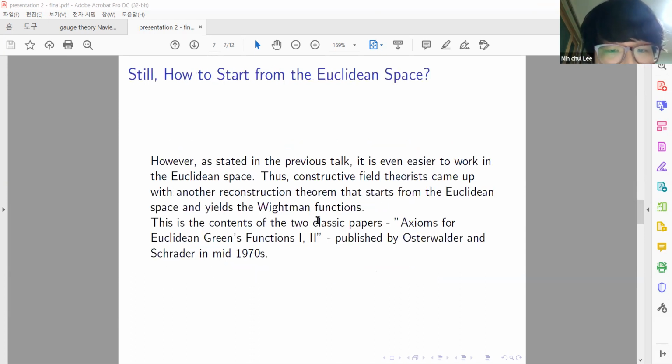However, as stated in the previous talk, it is even easier to work in Euclidean space because the Minkowski metric is not positive definite, and on the other hand, the Euclidean metric is positive definite and has much better properties. So the constructive field theorists came up with another reconstruction theorem that starts from Euclidean space and yields Wightman functions. This is the content of the two classic papers named Axioms for Euclidean Green's Functions I and II, published by Osterwalder and Schrader in the mid-1970s. So let's investigate the content.